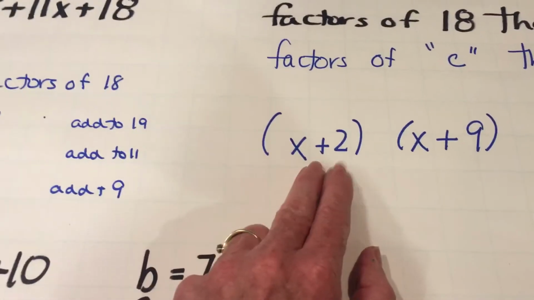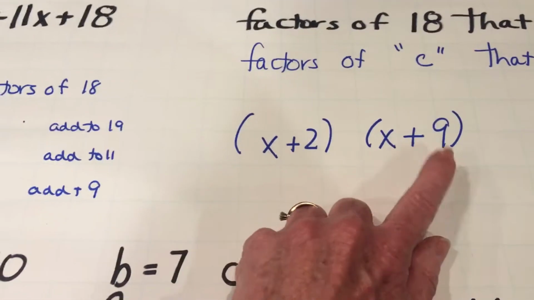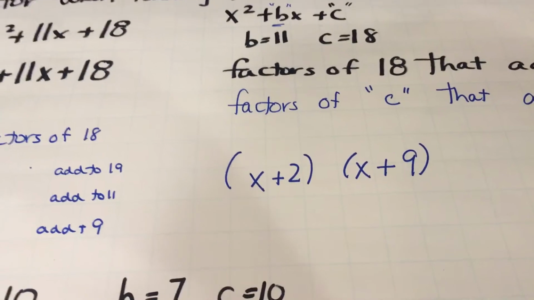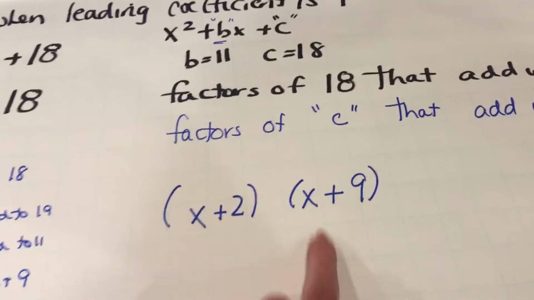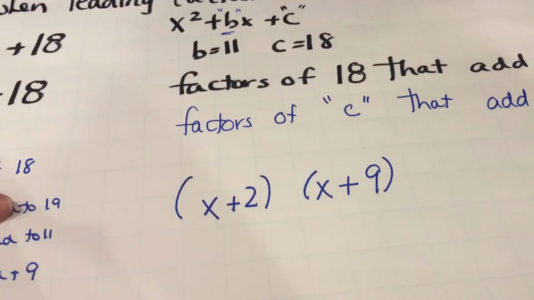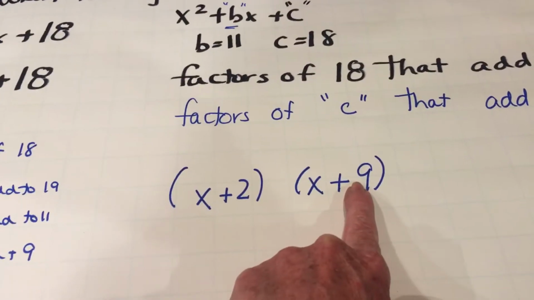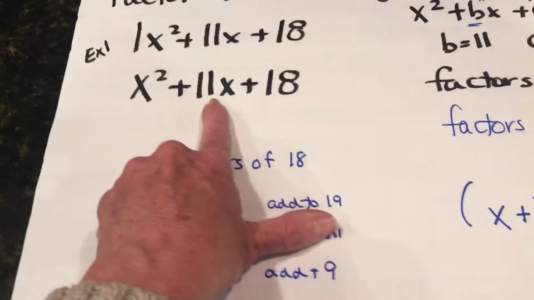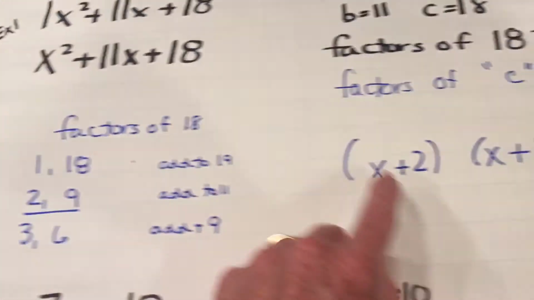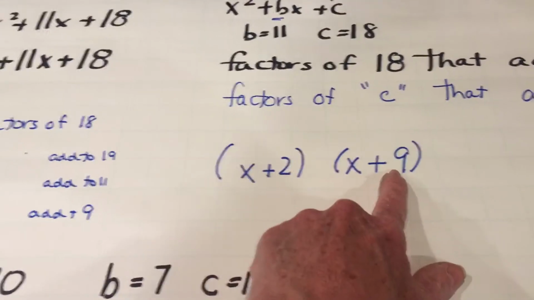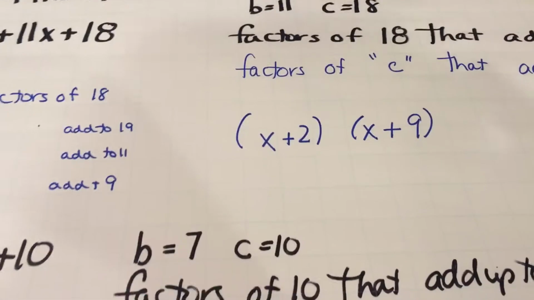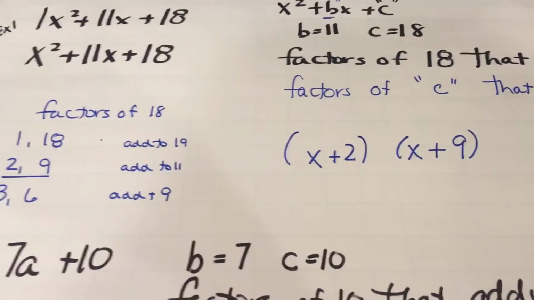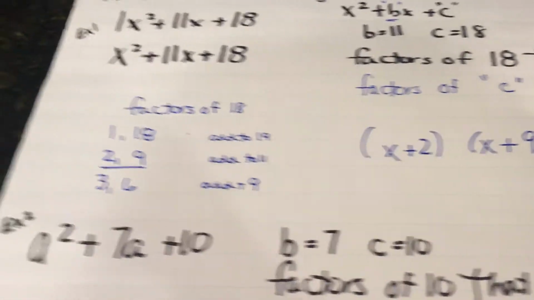So it becomes x plus 2 times x plus 9. Here's the cool thing with these: you're going to be able to check them every single time by doing FOIL. x times x is x squared. x times 9 gives me 9x. 2 times x gives me 2x. 9x and 2x gives me my 11x. And my last, 2 times 9, gives me 18. That's why we spent so much time working on FOIL before we got to these. You're going to be checking every single time to make sure your answers are right.